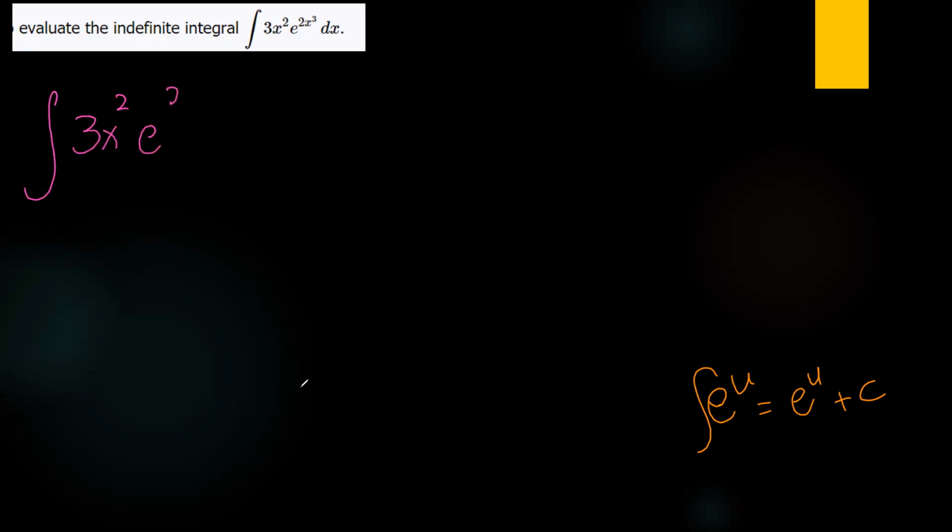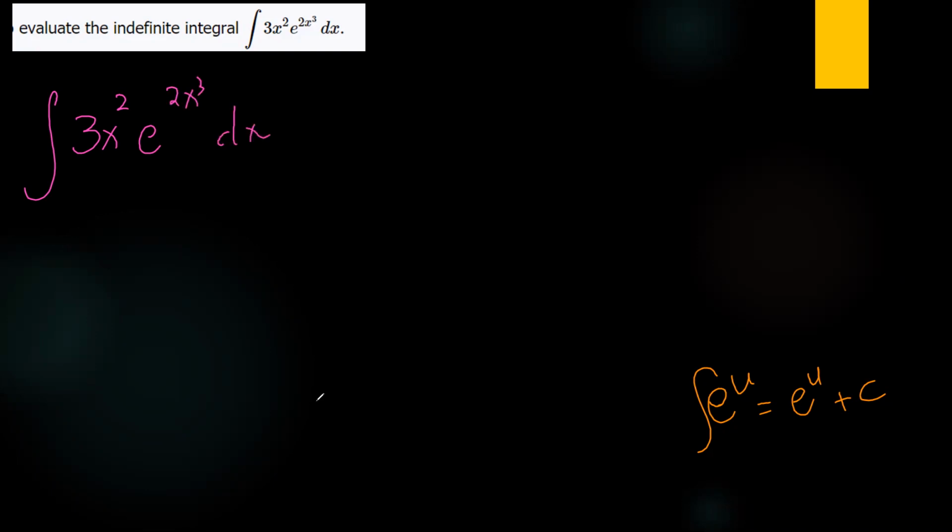Another example. Here, you need to find the integral of 3x squared times e to the power 2x cubic. Let's remember that the integration of e to the power u will be e to the power u plus c. So, what do we have here? We have the integration of 3x squared times e to the power 2x cubic dx.